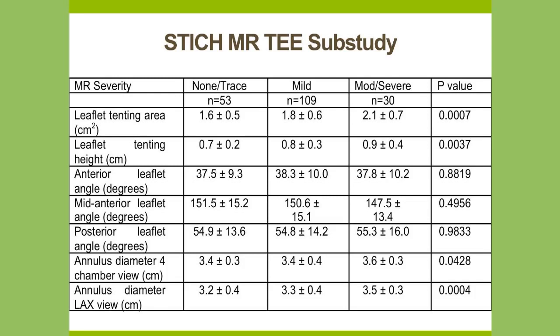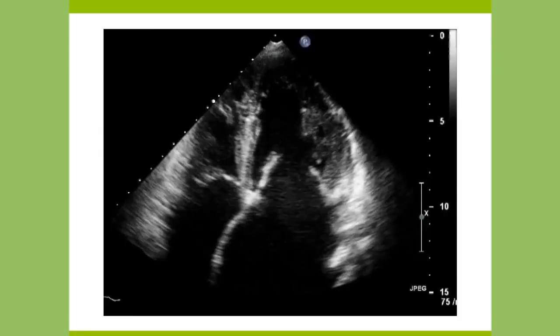And we did a big study of that where we looked in the STICH trial at all these different measurements, many of which we found were not significant predictors of outcomes or MR severity. But what was? The tenting area. The larger the tenting area, the more the MR, and the larger the annulus diameter in the AP direction, in the LAX view, the more the MR. So those things are probably the most important to measure.